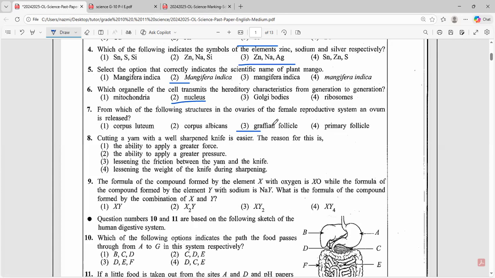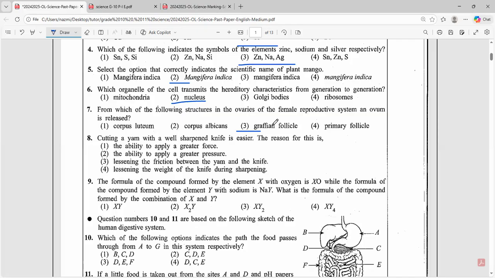Because cutting it and apply more force only. No, here the thing is sharpened knife. When you sharpen the knife, the tip is becoming less area. Whenever you have less area, you have greater pressure. You can apply more pressure. Okay, that's the thing.